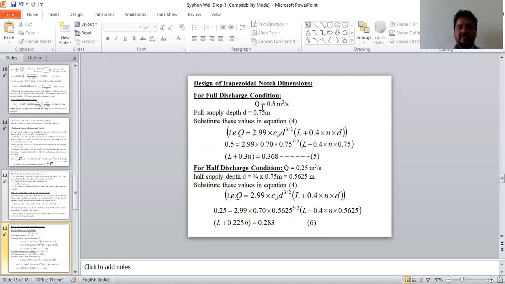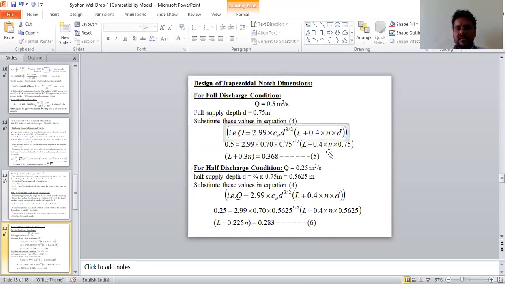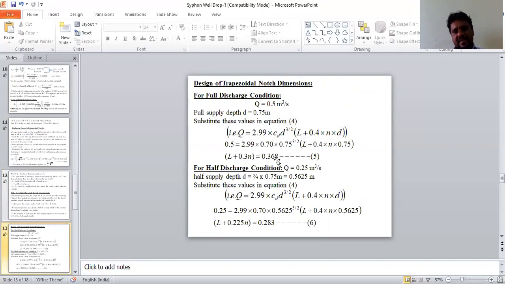For the full discharge condition, we keep the discharge as given in the question, that is 0.5 meter cube per second, and the full supply depth is equal to 0.75, right? Substitute everything. Depth is 0.75. L is unknown, N is unknown, D is 0.75. Substitute this, you will get L plus 0.3N is equal to 0.368. This is an equation, let it be equation 5. Already some equations are there.